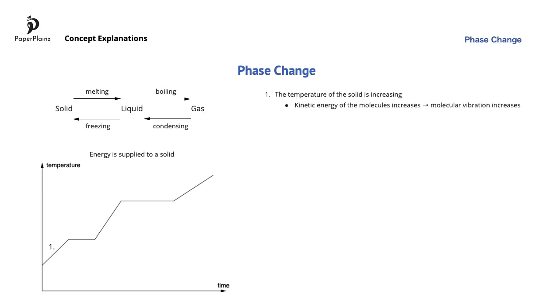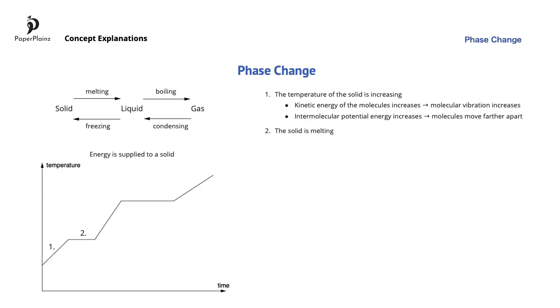Here, the kinetic energy of the molecules increases, and as a result, the molecules in a solid vibrate faster and faster. In addition to an increase in kinetic energy, intermolecular potential energy also increases. As a result, the molecules in the solid move farther apart. When the solid reaches its melting point, the second phase begins.